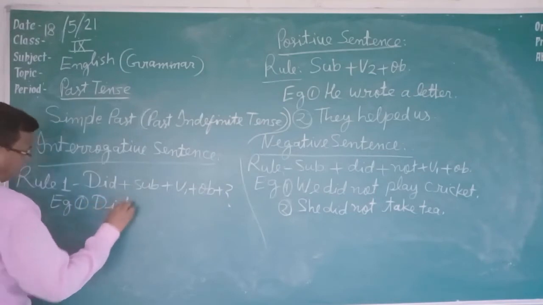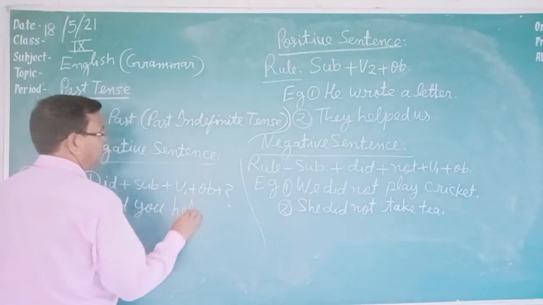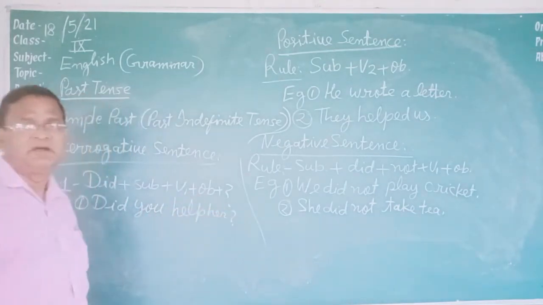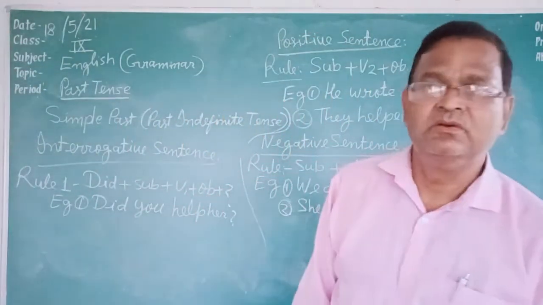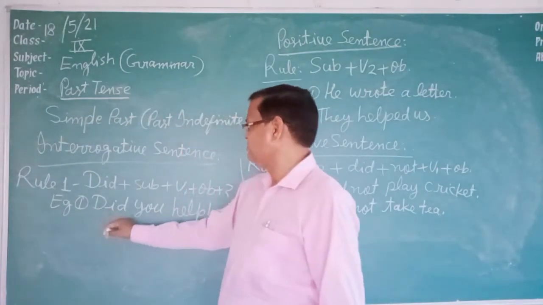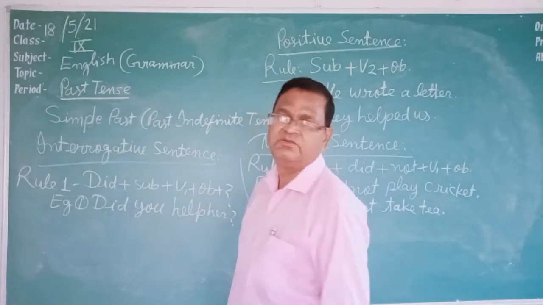Did you help her? Did you help her? This is the interrogative sentence of simple past starting with helping verb, because did is the helping verb of simple past. At first, did has been written, then subject you, then verb first form help, then object her has been written.